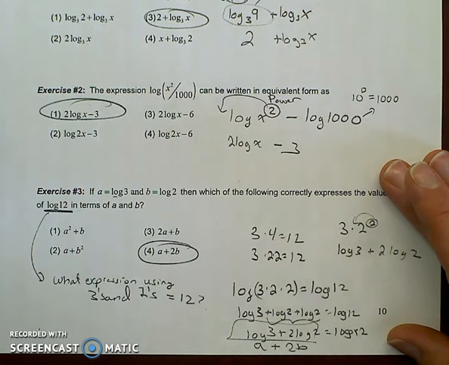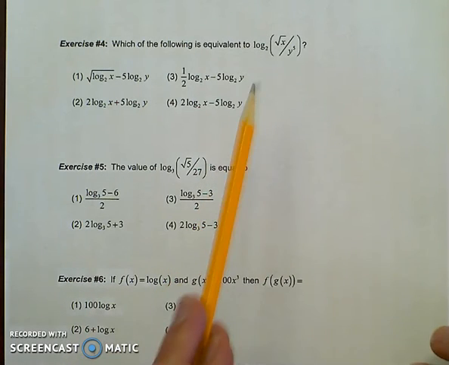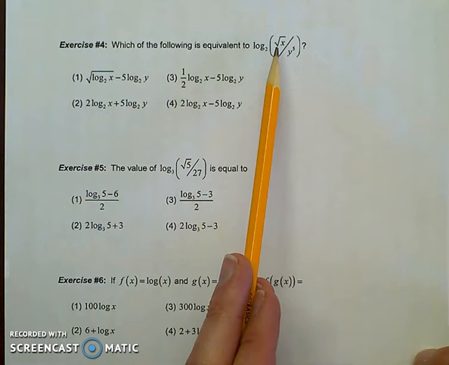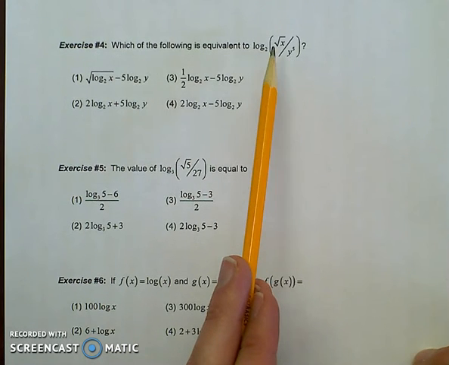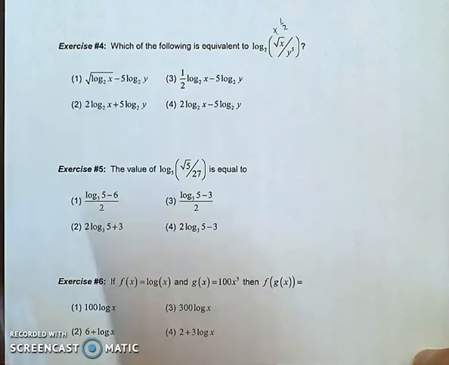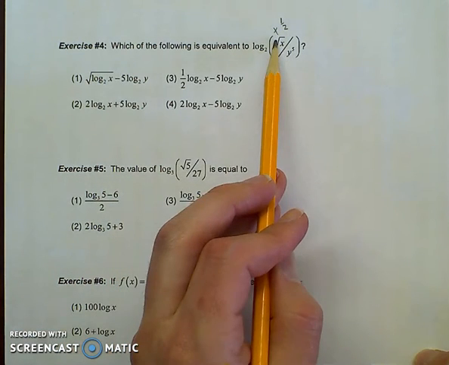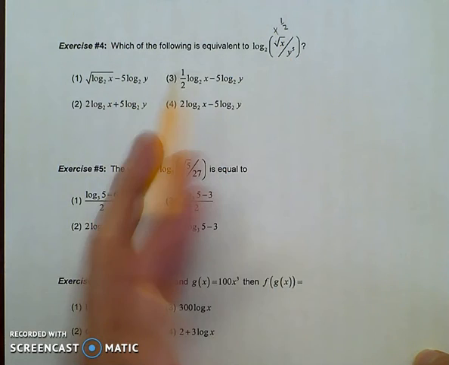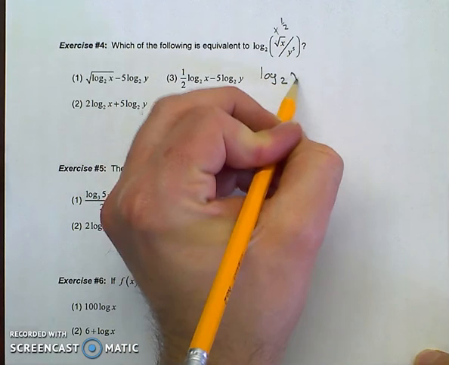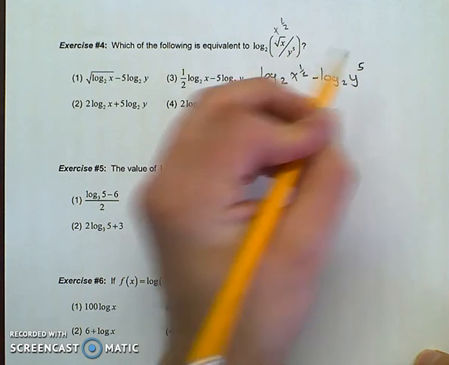Okay, let's go to page 11. So page 11, one of the last pages, you've got 5 more exercises to go. We look at this one, and this is what needs to be going through your head. Quotient, therefore I'm going to subtract, and this is really x to the 1/2. Anything square rooted is x to the 1/2. The power is 1, the root is 2. Power over root. I'm going to split it up. Log base 2 of x to the 1/2 minus log base 2 of y to the 5th.